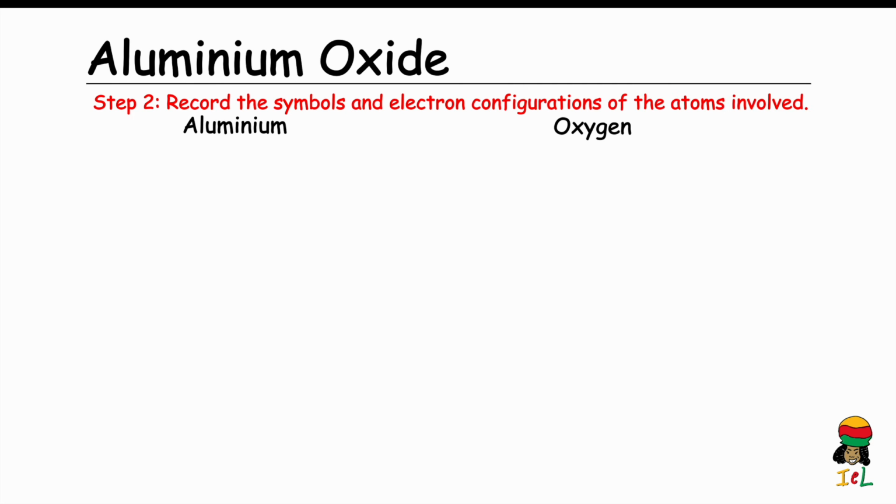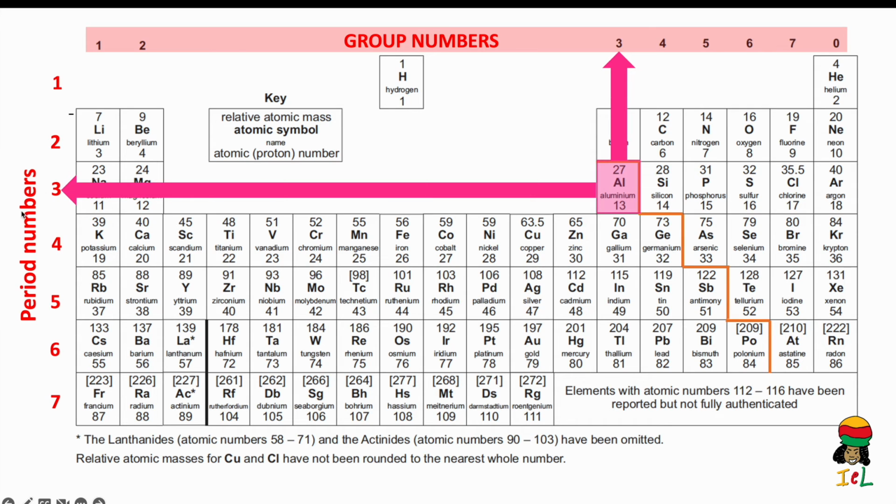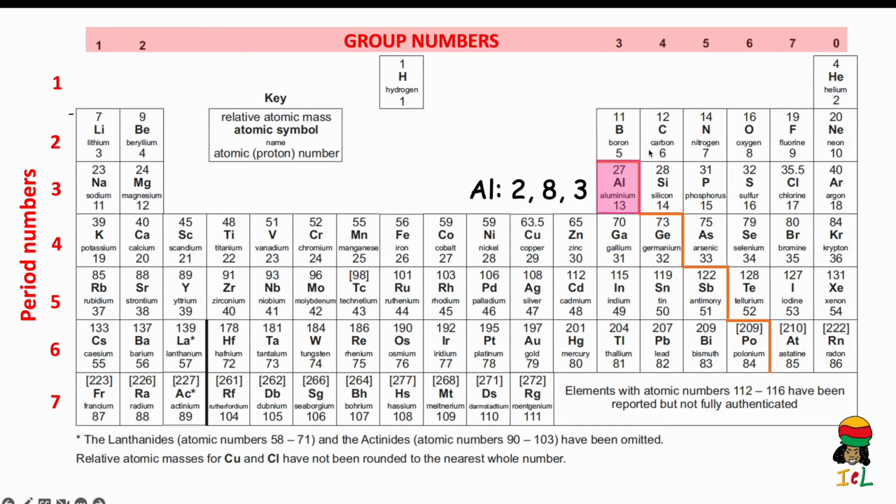Step 2, we will record the symbols and electron configurations for the atoms involved. We will look at the periodic table to get that information. Aluminium, symbol Al, is in period 3, therefore it has 3 shells. The third shell, being the last shell, will have 3 electrons on it, and the first and the second shell will contain their maximum number of electrons. Consequently, the electron configuration for aluminium is 2, 8, 3.